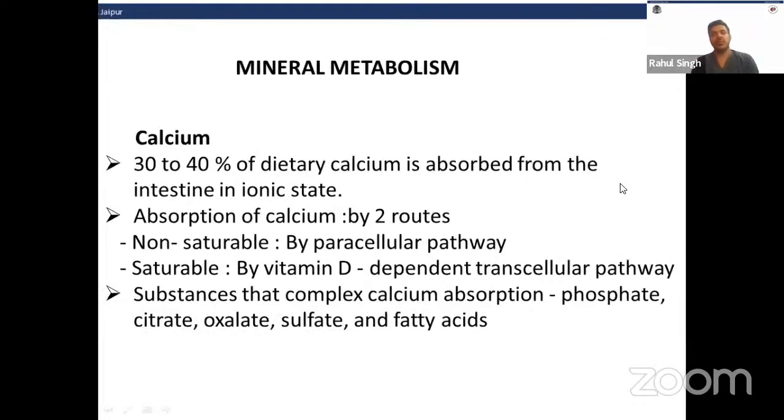Now about mineral metabolism. Calcium. Around 30 to 40% of dietary calcium is absorbed by the intestine in ionic state. The absorption of calcium is by two routes. In the non-saturable state, it is by the paracellular pathway. In the saturable state, by the vitamin D dependent transcellular pathway. Substances that complex calcium and reduce absorption are phosphate, citrate, oxalate, sulfate, and fatty acids.